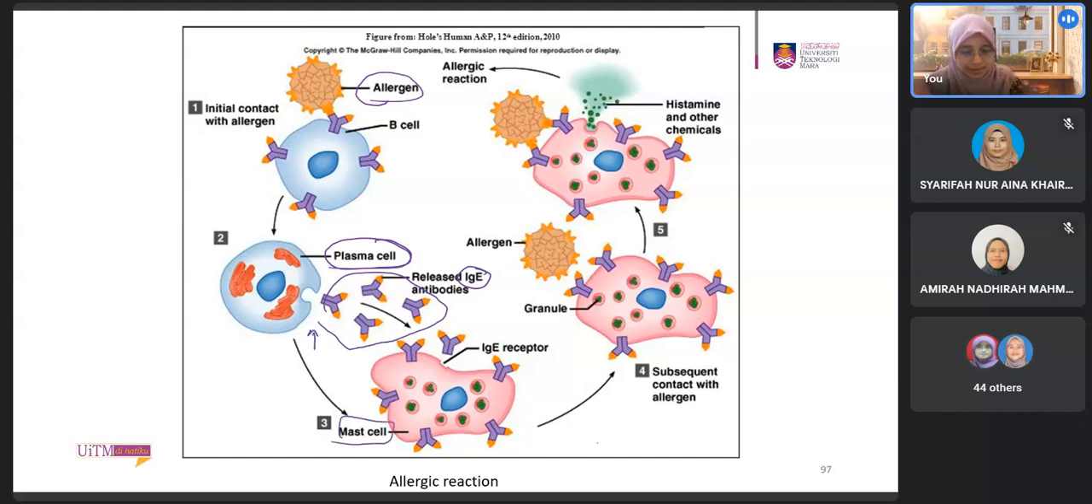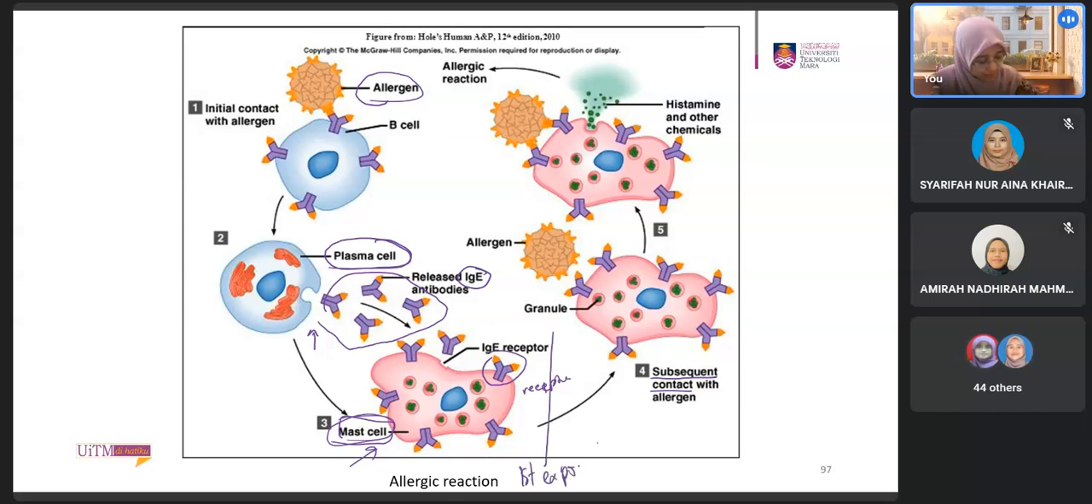Mast cell ni dekat cell surface dia akan ada receptor. Okay, receptor for the antibody to bind to. Okay, so antibody will bind to receptor on the surface of the mast cell. Okay, so this is during the first initial exposure. Okay, initial exposure. When you are exposed again, subsequent contact. Yang ini first exposure sampai sini.